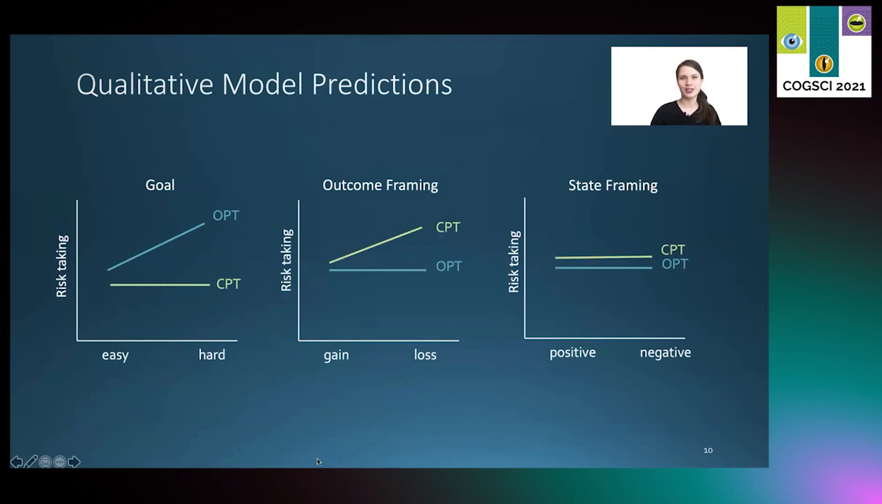And the predictions of dynamic prospect theory. Dynamic prospect theory predicts more risk-taking for harder goals. It predicts no effect of the outcome framing on risk-taking, and it predicts no effect of the state framing on risk-taking.